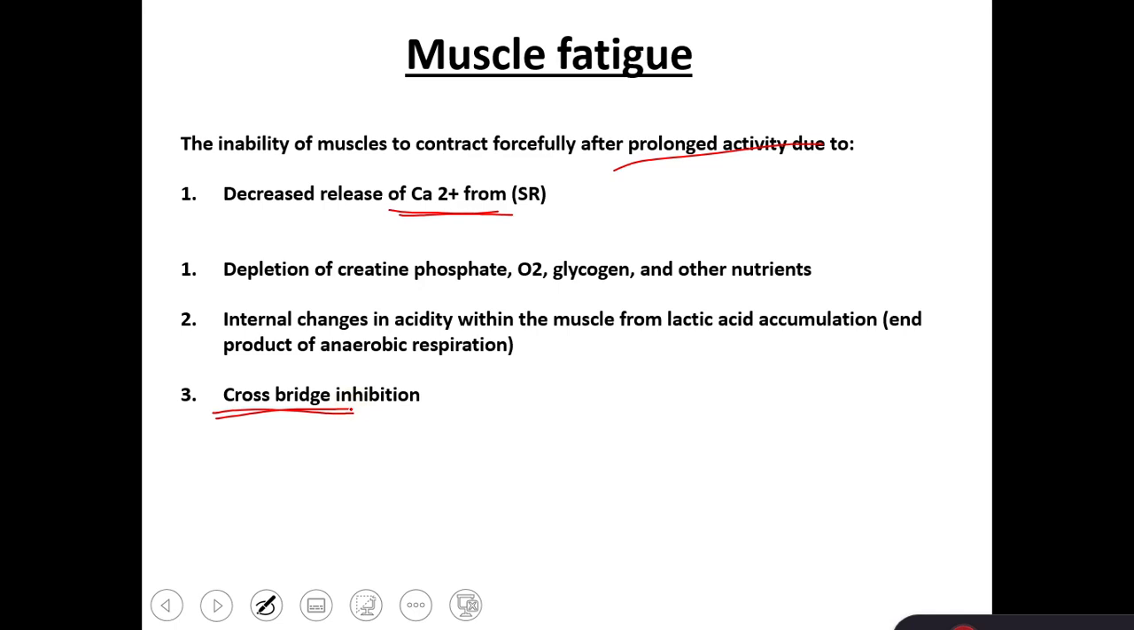So how to avoid that? You must give your muscles time to rest, restore the oxygen, get the pH back to normal, and then you restart your exercise or workout again.